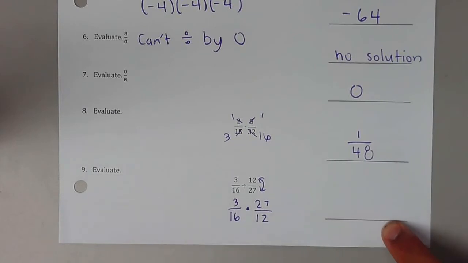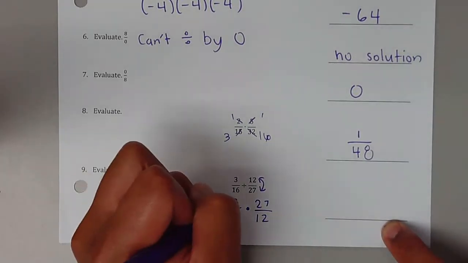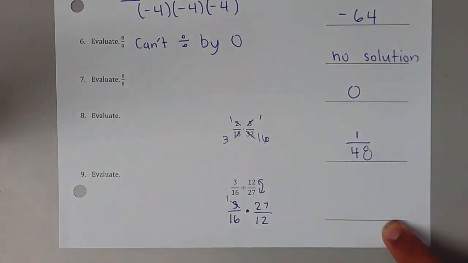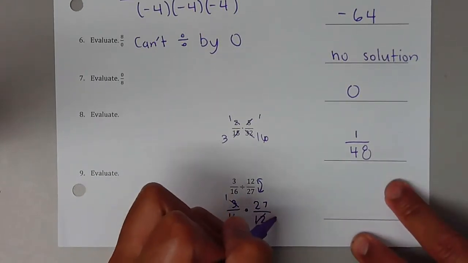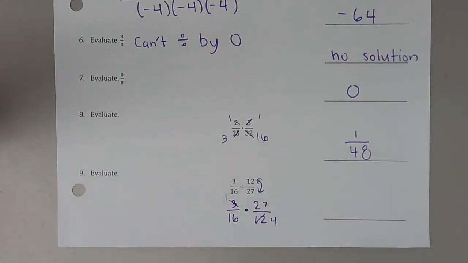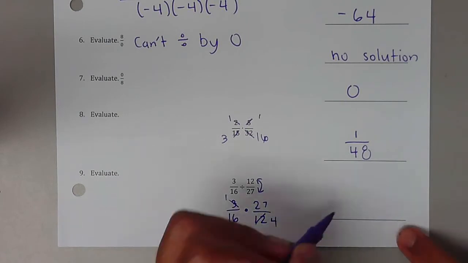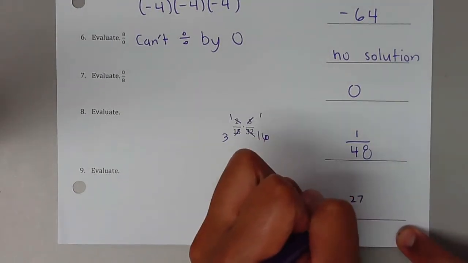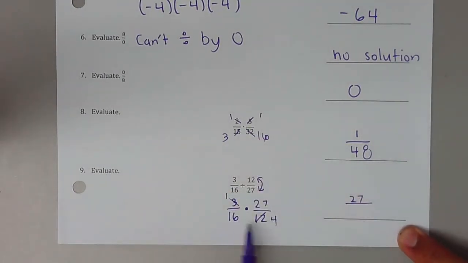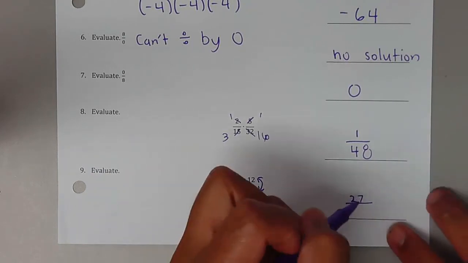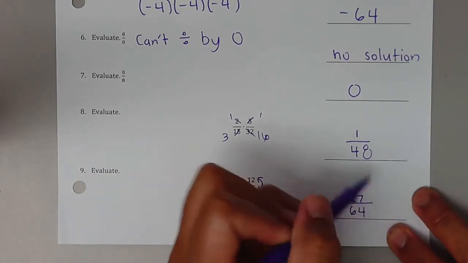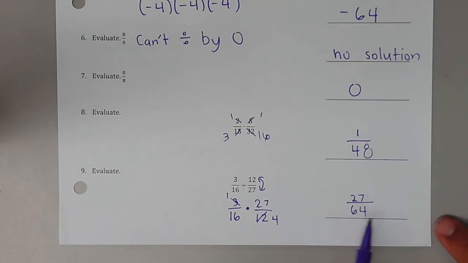3 over 12, or 3 goes into 3 once. 3 goes into 12 4 times. All right, so multiplying straight across, we get 1 times 27. That gives us 27. Our denominator, 16 times 4, that's 64. It looks like you can simplify this, but that is its simplest form, 27 over 64.